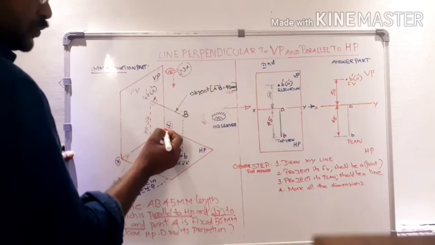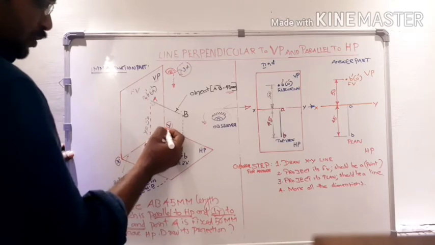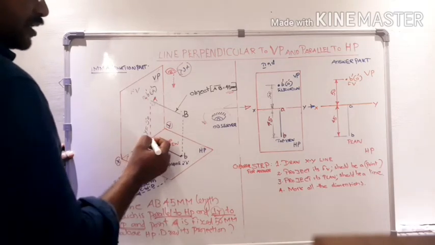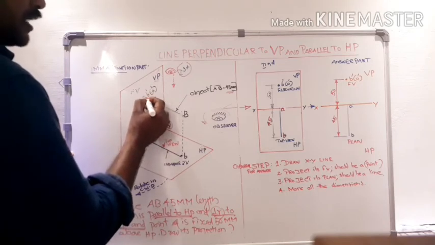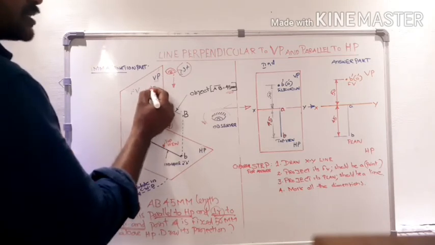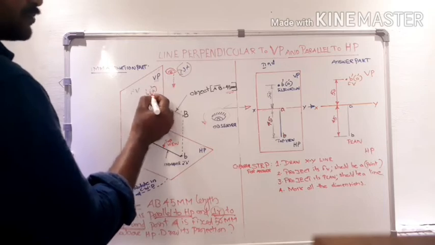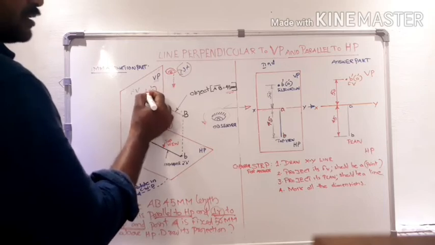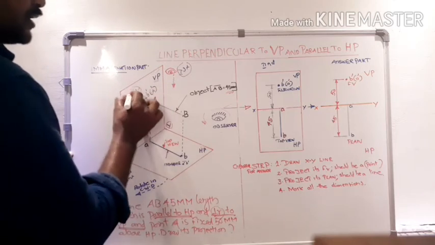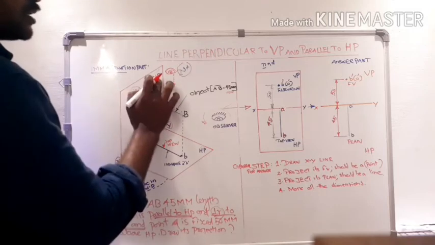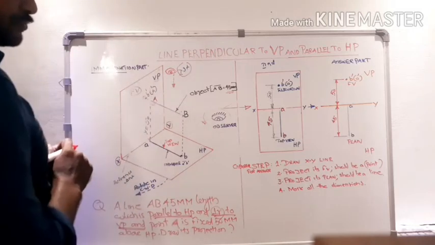With respect to the reference line, keeping this 50 mm distance, we put a point here, and that point is marked as A dash, and outside the A dash we have marked another point as B dash. This is our front view, marked on the vertical plane.